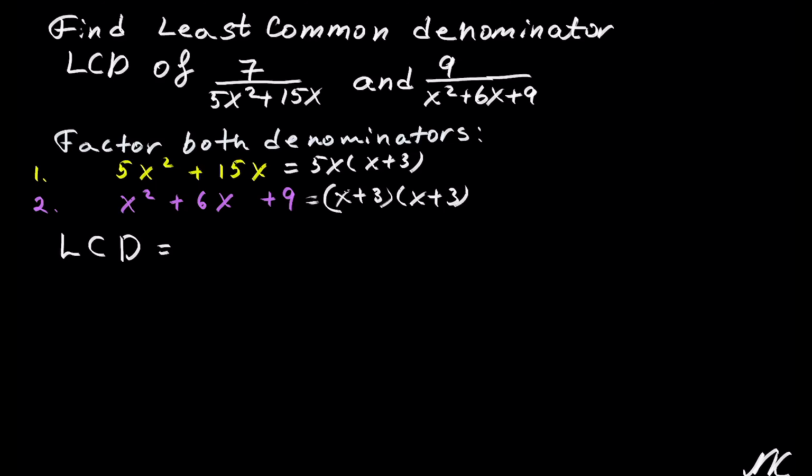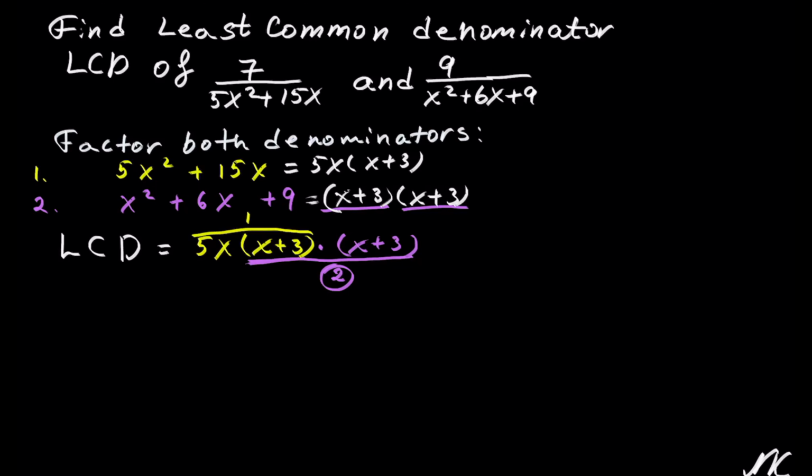For the first denominator we need 5, we need an x, and we need a factor of x plus 3. For the second denominator, we need factor of x plus 3, which is already included, times one more factor of x plus 3. X plus 3 times x plus 3 will give us the second denominator, while 5x times x plus 3 will give us the first denominator. So our least common denominator is 5x times x plus 3 times x plus 3. That's all.